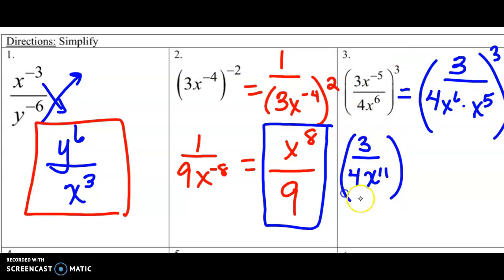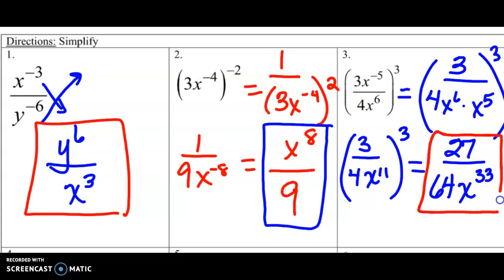Now, don't forget, you're raising this whole thing to the 3rd power. So that means everything in the parenthesis gets raised to the 3rd power. The coefficient does mean just 3 times 3 times 3, which is 27. 4, we do the same thing. 4 cubed is 4 times 4 times 4, which is 64. And then x to the 11th times x to the 11th times x to the 11th would be x to the 33rd. All right, so that is an awesome problem. Lots going on, lots of great review in just that one problem.